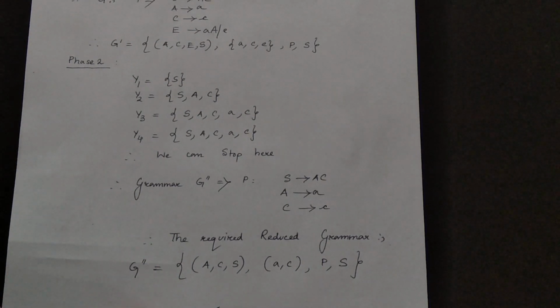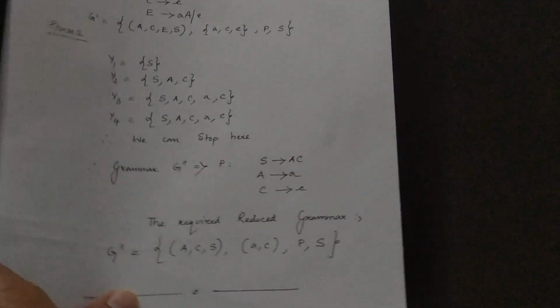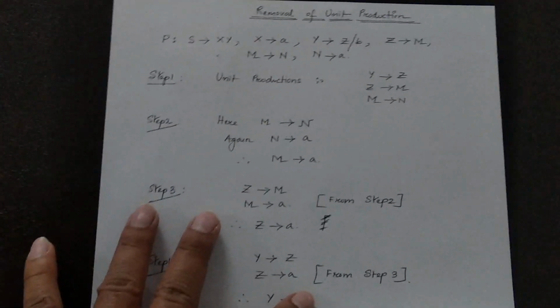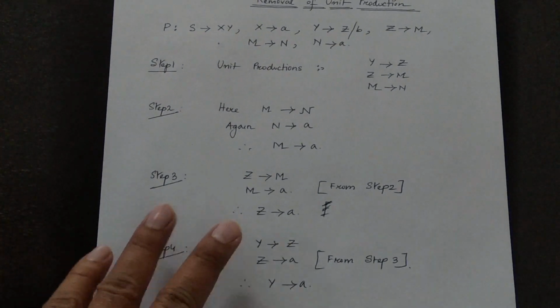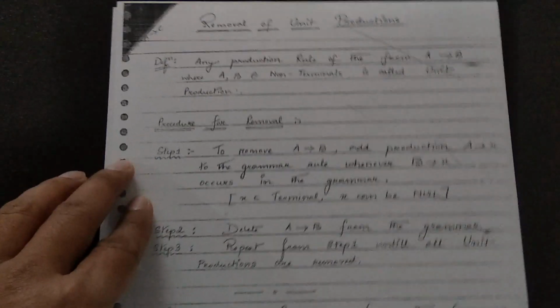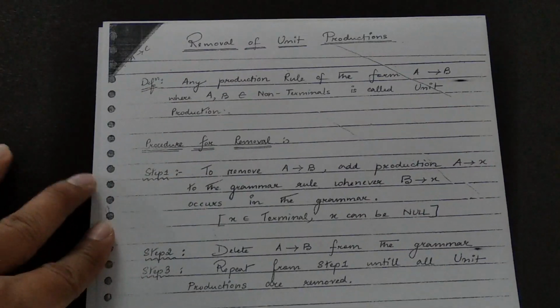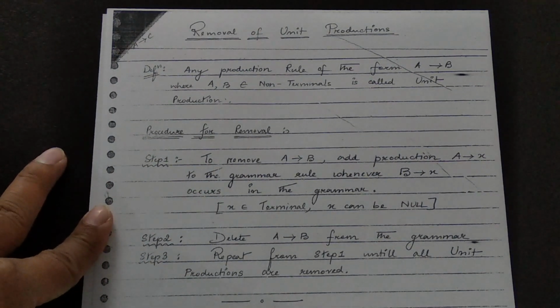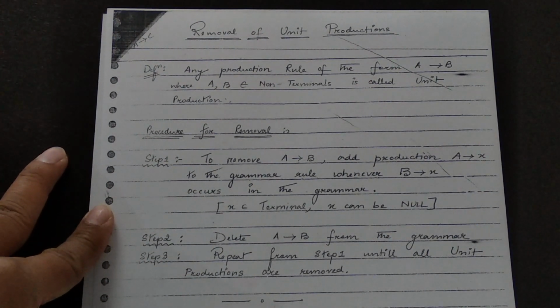Now we will move to the next topic, simplification of CFG, that is nothing but removal of unit productions. Okay, let us check with an example directly. But before going with an example, I want to give you the notes so that you can pause the video and note it down. Okay, so this is about removal of unit production. You can pause the video and note it down.